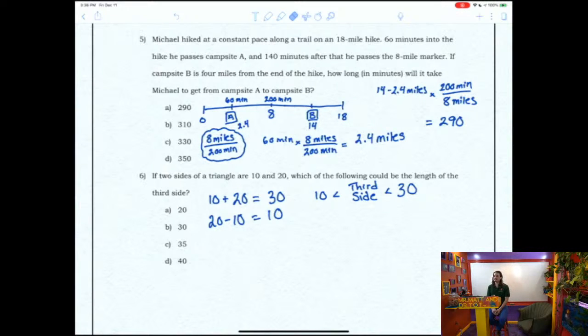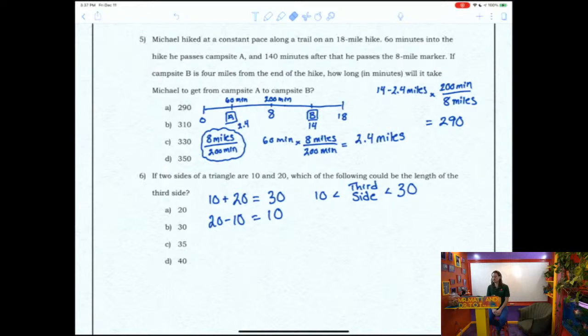So I'm going to go back and figure out with that rate how far campsite A is into his hike. If you take 60 minutes times his rate of 8 miles over 200 minutes, you're going to get 2.4 miles. So campsite A is at 2.4 miles into the hike. Campsite B, they say, is 4 miles from the end of the hike. So 18 miles minus 4 miles would be the 14th mile. So we're going to go from campsite A, which is at 2.4 miles into the hike, to campsite B, which is 14 miles into the hike.